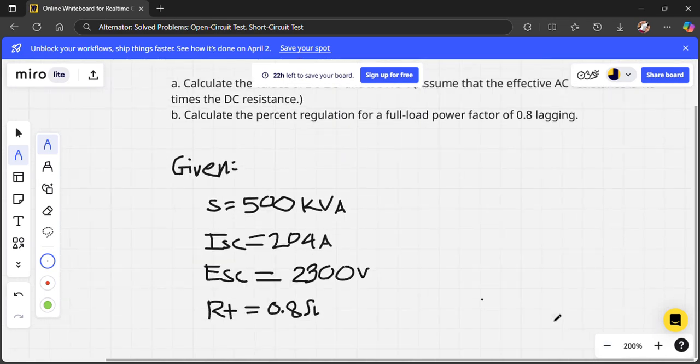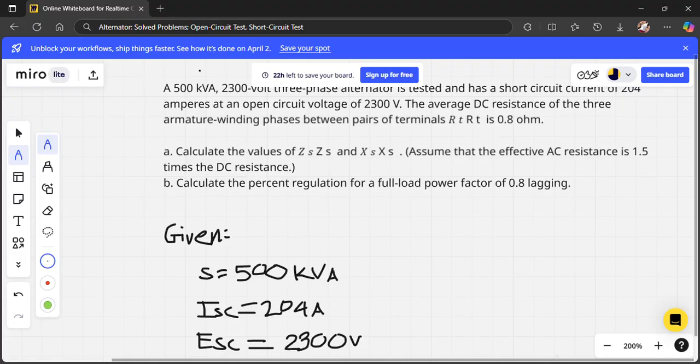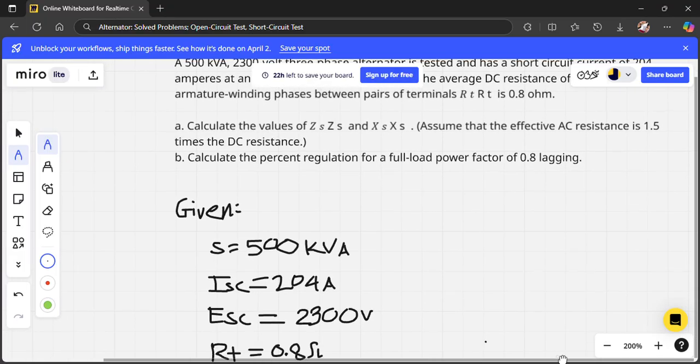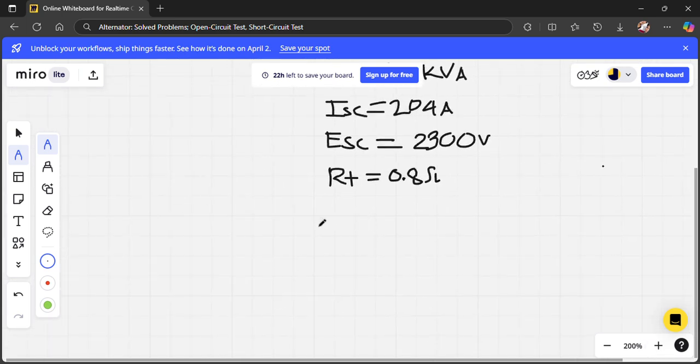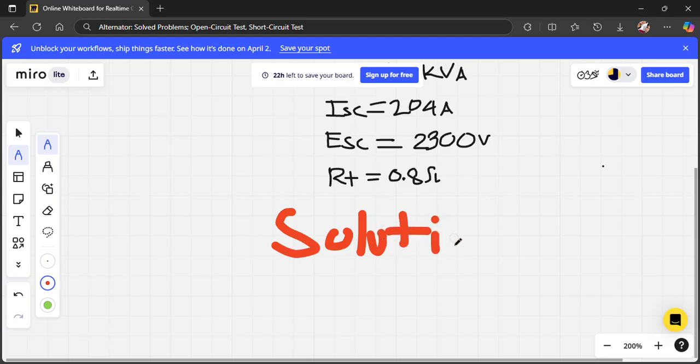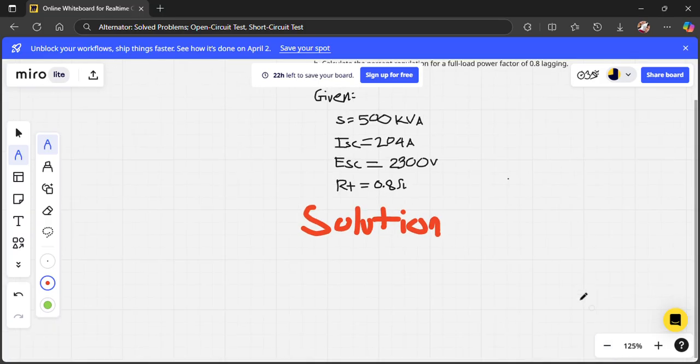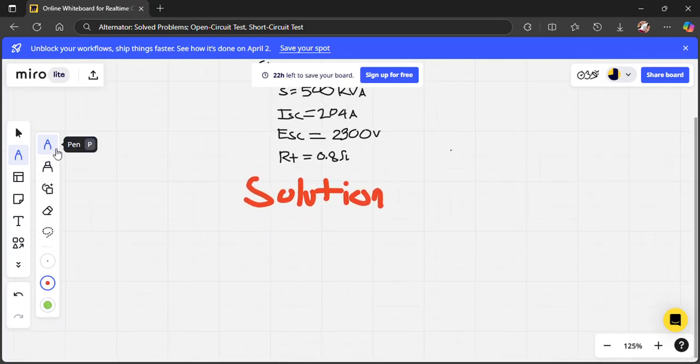Okay, so now it says to calculate the synchronous impedance and synchronous reactance. So first, we have this formula. Let's write the solution.